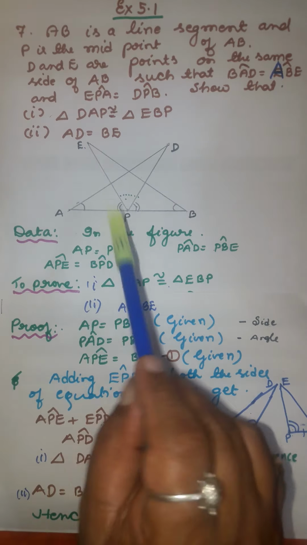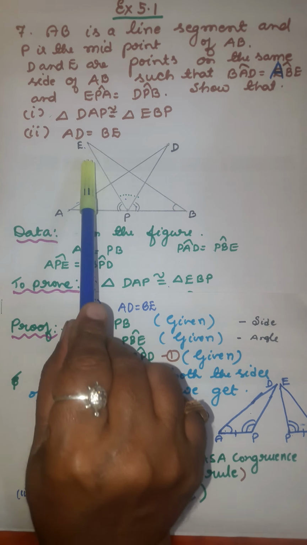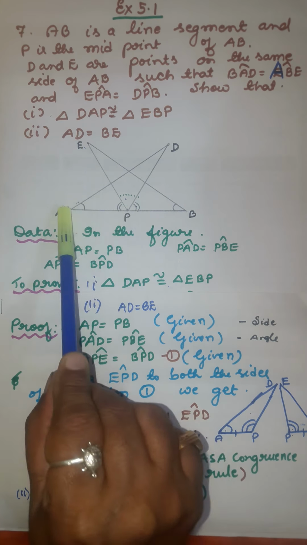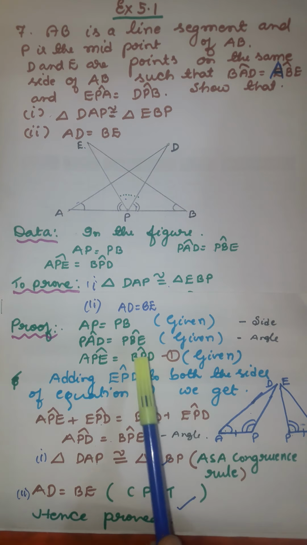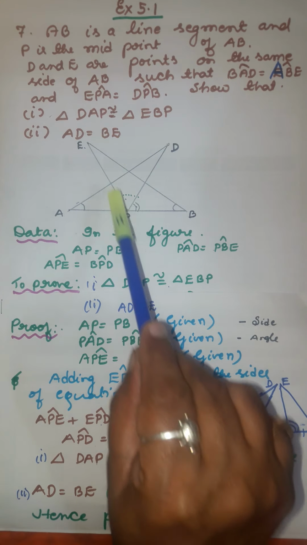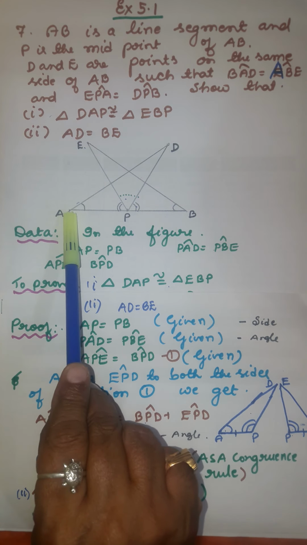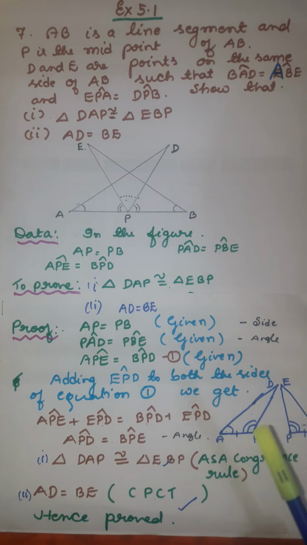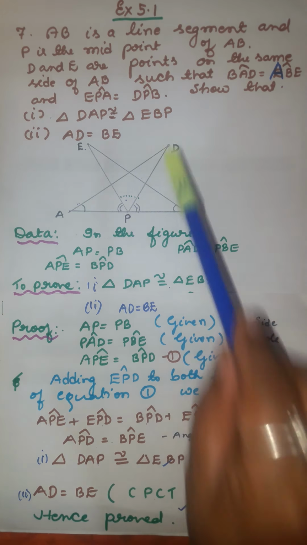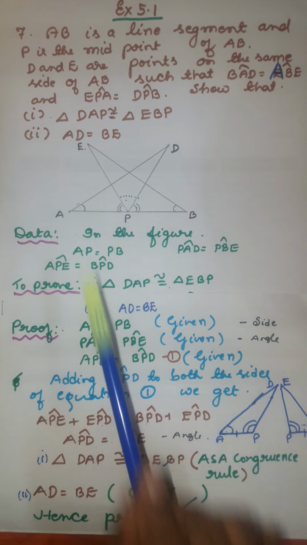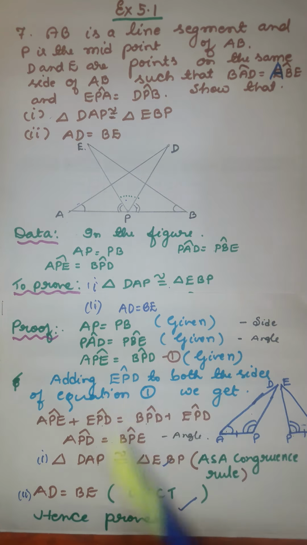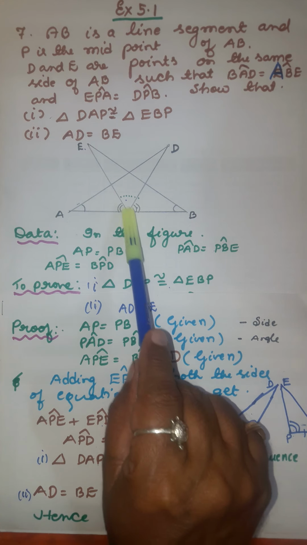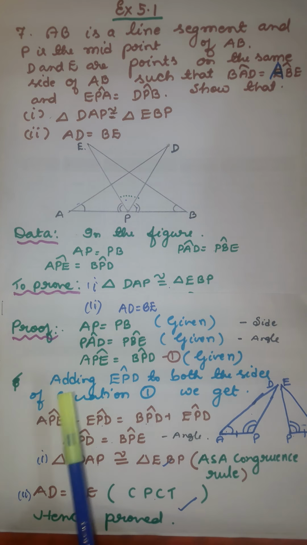So if you observe keenly, APE is a part of the angle APD, not the full angle APD. It is a part of the angle. And also you see here BPD is a part of angle EPB. So we want to get the angle APD and also angle BPE. That is possible by adding the common angle EPD to angle APE and angle BPD. What is going to happen if you do? So we are going to get the angle APD and angle BPE. So therefore I am adding this angle.